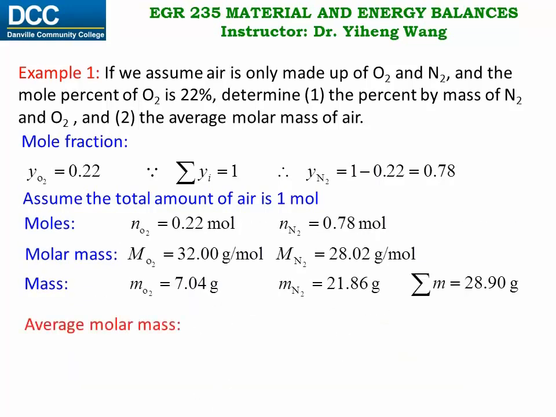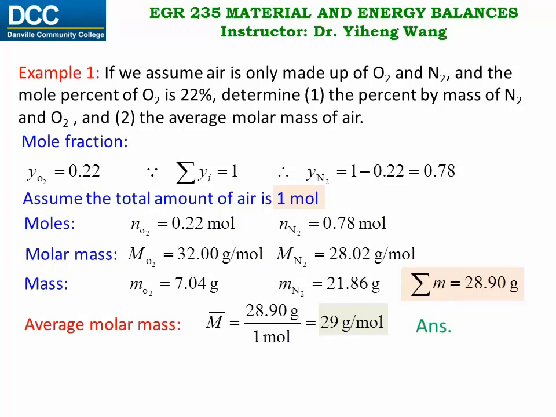For average molar mass, if you recall from the previous video, molar mass is defined as mass divided by the total number of moles. Here we have already calculated that the total mass is 28.90 gram and the total number of moles is 1 mole. Therefore, we can easily calculate the average molar mass for air, reported with appropriate significant figures, to be 29 gram per mole.